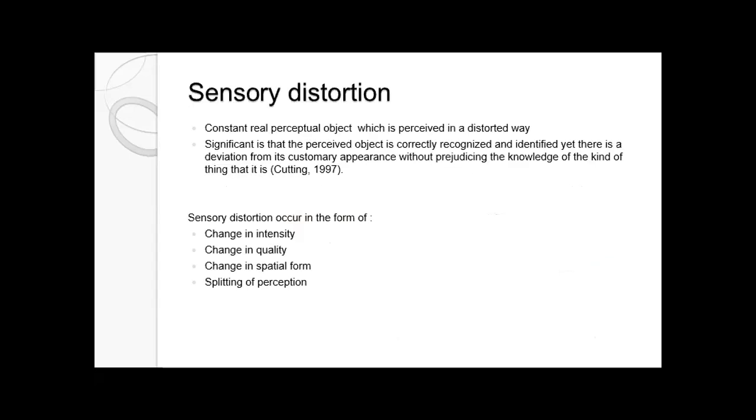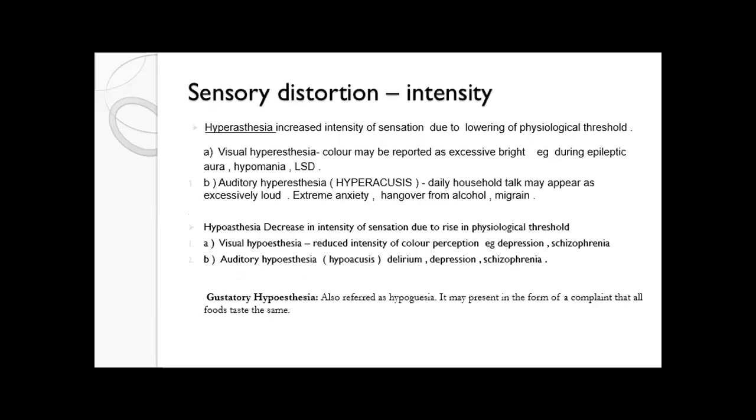First is sensory distortion. This is a constant real perceptual object which is perceived in a distorted way. It means the object is perceived correctly, recognized and identified, yet there is deviation from its customary appearance without compromising the knowledge of what kind of thing it is. Sensory distortion occurs in the form of change in intensity, quality, spatial form, and splitting of perception.